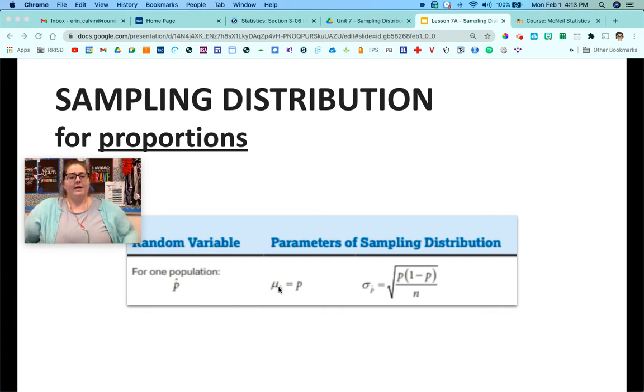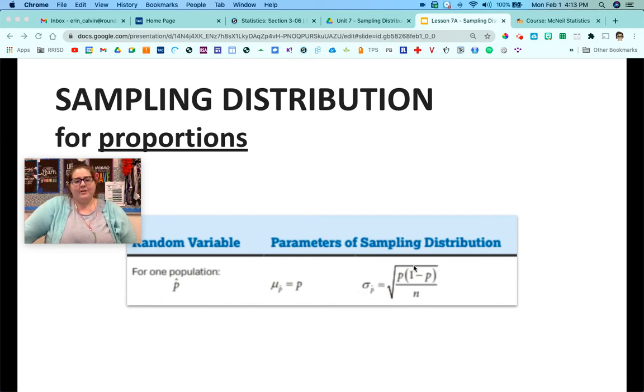So the mean, notice these symbols, mu p hat equals p. That means, remember, mu is mean, p hat is sample proportion. So the mean of the sample proportions is equal to p, which is basically the parameter proportion, the population proportion. In other words, the mean of the sampling distribution for sample proportion should just be the same as the true proportion for that population, which makes sense. The mean of the proportions is the proportion.